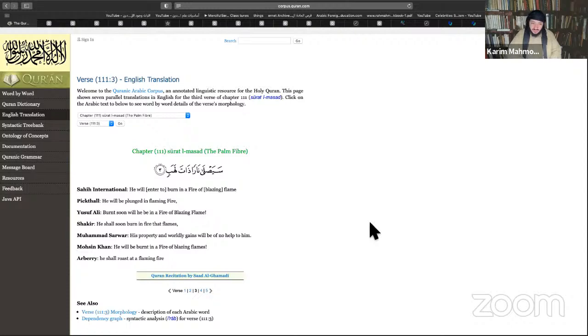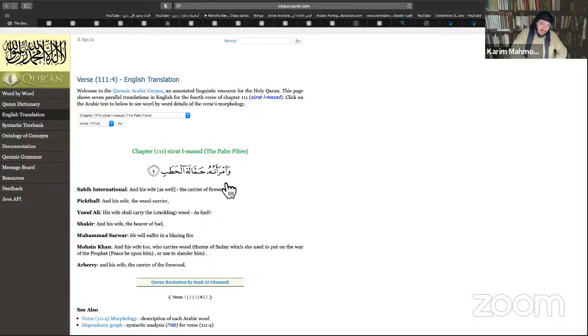Then Allah is telling us, سَيَصْلَى نَارًا ذَاتَ لَهَبٍ. He will soon be burnt in this fire with the blazing flames. Again, while he's alive, he's being told about this. And now Allah is going to move on to his wife.